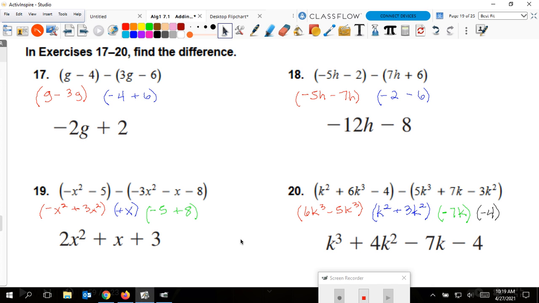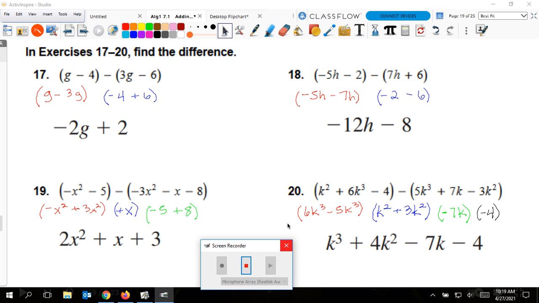All right, so finding the sum and finding the difference, they are very similar. You're going to combine like terms. You either combine like terms with addition, there on the sum, or subtraction. You've got to make sure you subtract and change the signs of the second parenthesis when you do this subtraction. All right, so that's it for 7.1, and that's kind of our introduction to polynomials. We're going to be talking about polynomials the entire chapter for chapter 7.